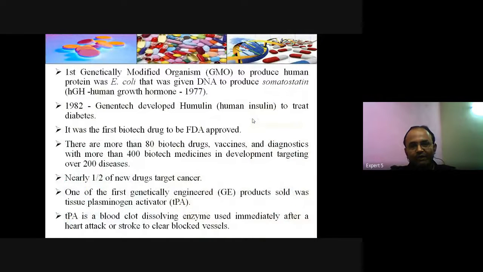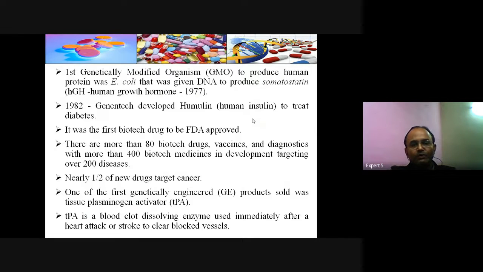The first genetically modified organism to produce a human protein was E. coli. It was given DNA to produce somatostatin, a human growth hormone, in 1977. In 1982, a company developed human insulin to treat diabetes, and it was the first biotech drug to be FDA approved.